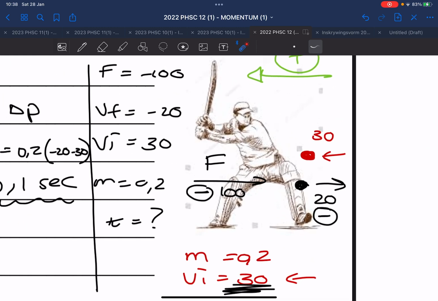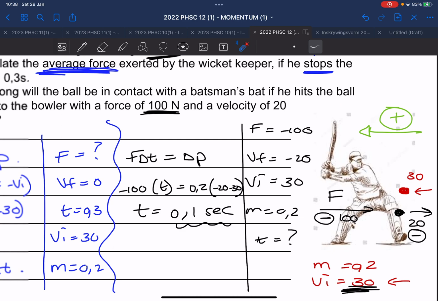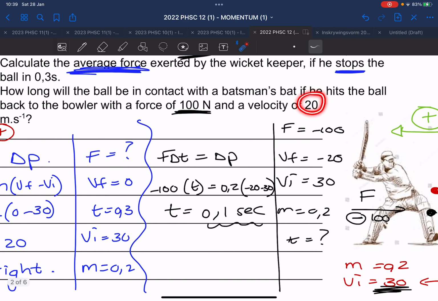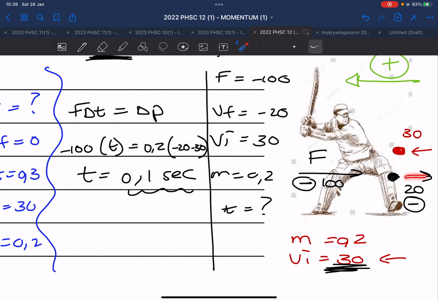Okay, so what's happening here is the ball comes in at 30 and he hits the ball back. Now I know when a batsman hits the ball back, it will go up or left or right or whatever. But in grade 12, we're just doing it in a straight line. So the ball is coming here and he hits the ball back there. So he hits the ball directly back, and they say it has a velocity of 20 meters per second. So there we have 20 meters per second.